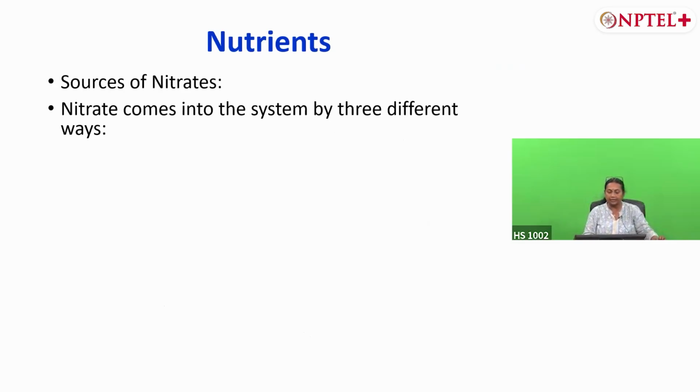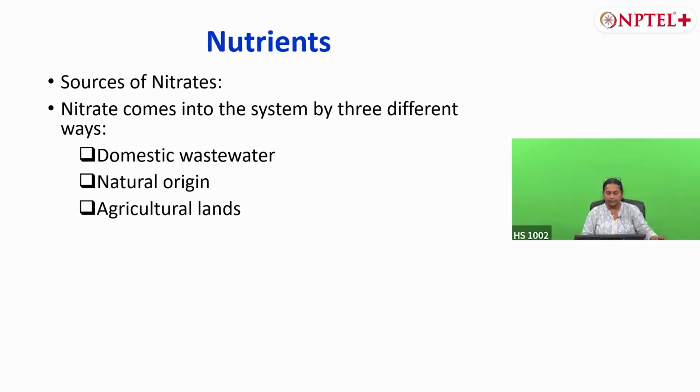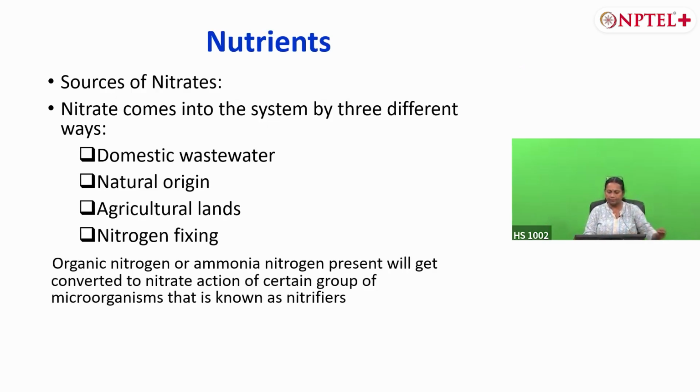Sources of nitrate: one is domestic wastewater, second is natural origin, third is agricultural lands. In domestic wastewater, I am talking about your domesticated animals also. Many times there are a lot of cow sheds, and usually we won't consider their wastewater as wastewater. It gets into the nearby water bodies, and a lot of nitrogen will be there. Organic nitrogen or ammonia nitrogen present will be converted to nitrate because of the action of a certain group of microorganisms.